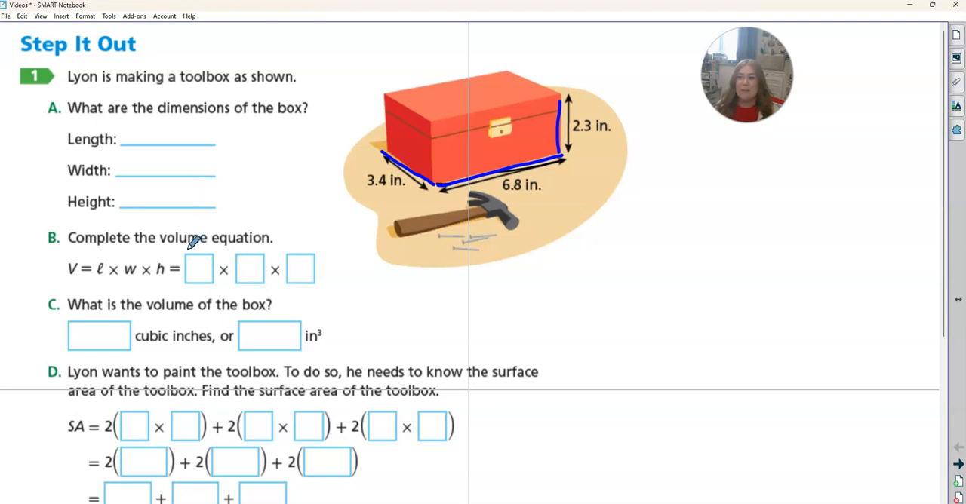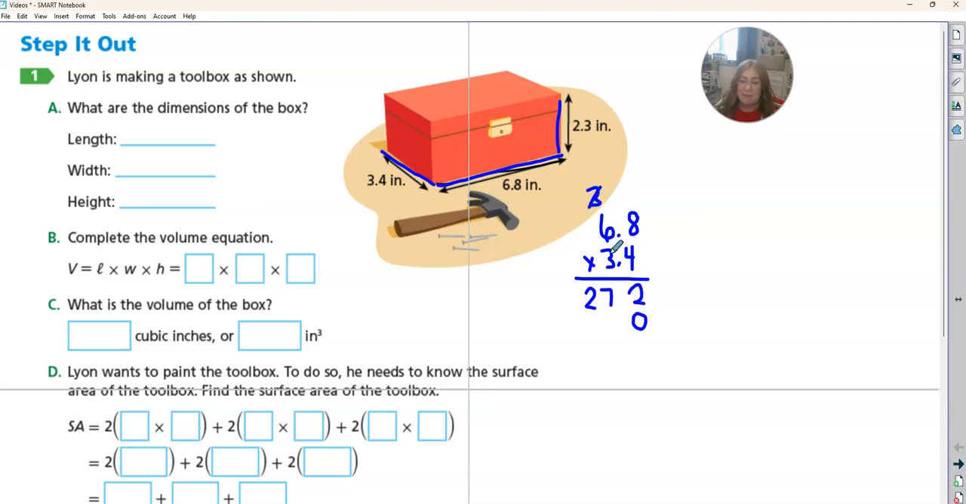So A and B are pretty simple. We're just writing down what we know. Now C, we actually have to do the math here. So I'm going to start and do length times width. So we have 6.8 times 3.4. Let's make sure you are doing that problem. So 8 times 4 is 32. 24 plus 3 is 27. And now we need a placeholder 0.